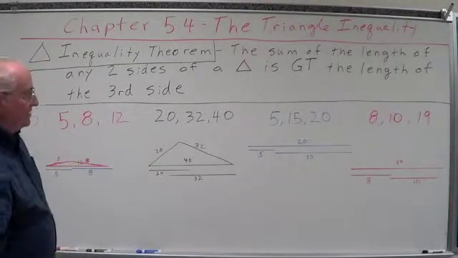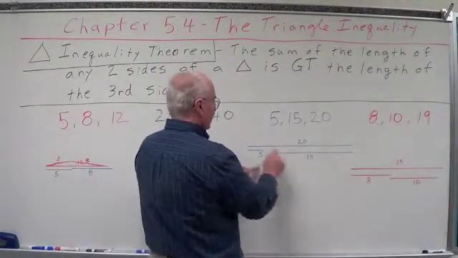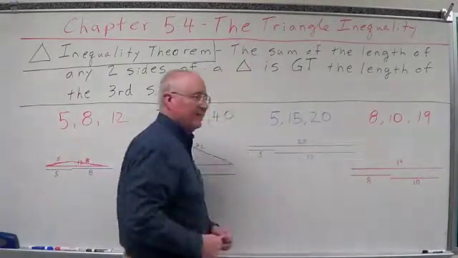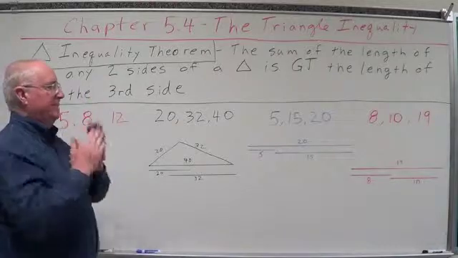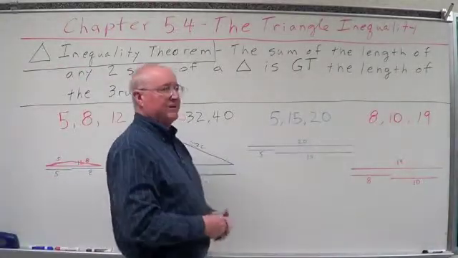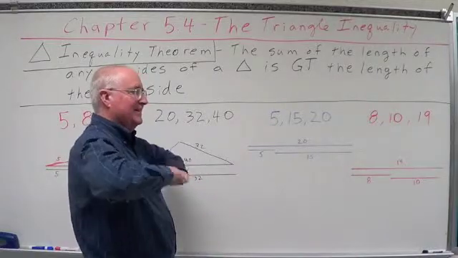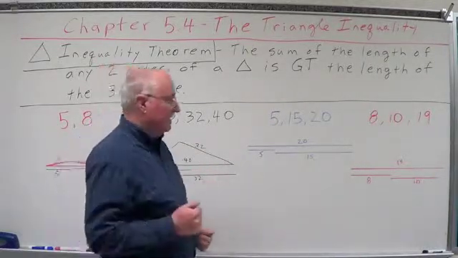Now let's look at this one. If I bring it up over here, I've got a 20, a 5, and a 15. Well, if I put these out, they're just going to lay right on top of that 20, aren't they? There's not going to be any space between them and the 20. Therefore, there's no triangle. Why? I've got to have angles that are greater than 0 degrees in order to have a triangle.